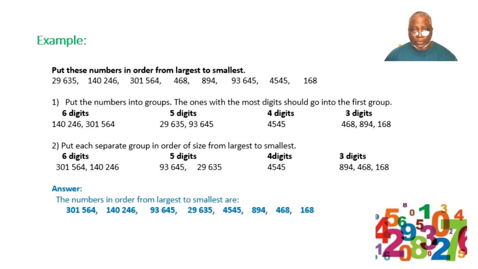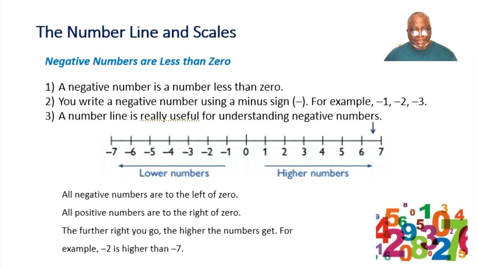Finding the highest and lowest is another thing. But then you have to be able to do some calculations with numbers. And some of these calculations might involve negative numbers. Now, what are negative numbers? A negative number is a number that is less than 0.